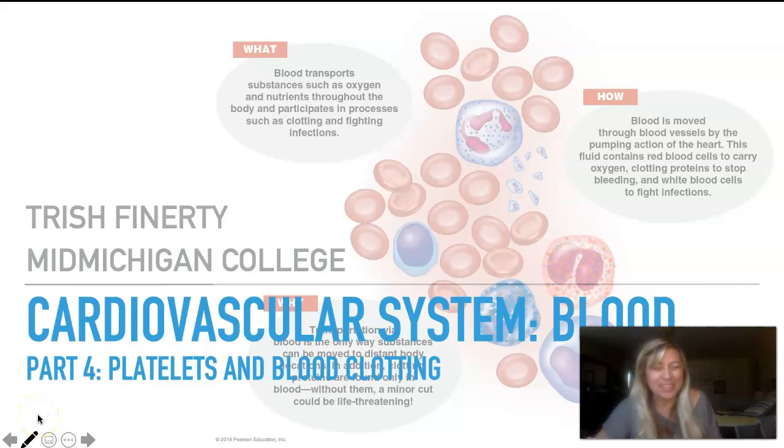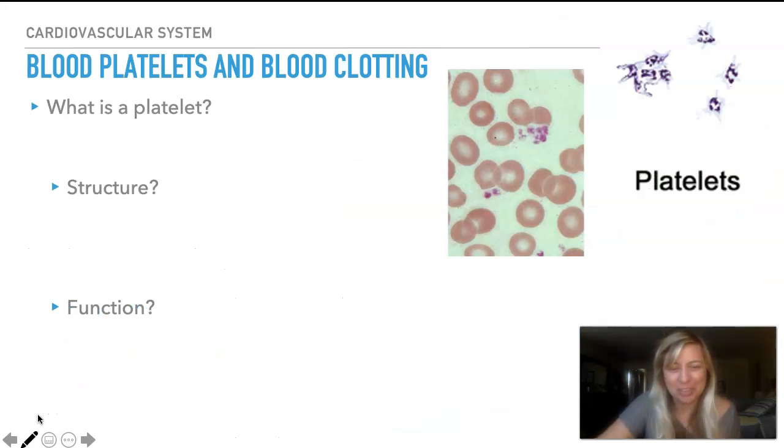Hi. In this mini lecture, we're going to take a look at the last cellular component of the blood, which is our platelets, and the process they participate in, which is the blood clotting process. So first, a look at a platelet. So we've seen them under the microscope.